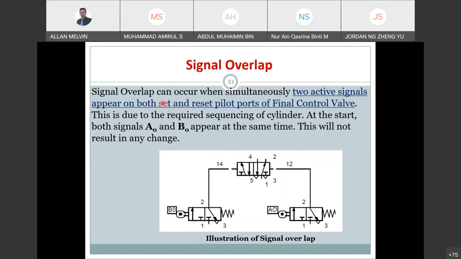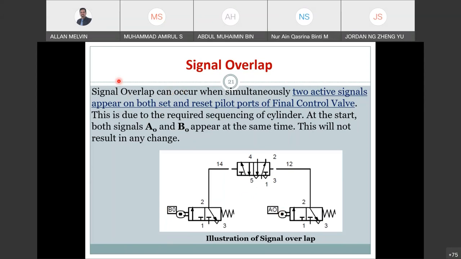Usually we put here the actuated and unactuated port, the pilot port. Pilot port means port 14 and 12. Okay. So this is due to the required sequencing of the cylinder. So sometimes it can happen like this, like in your lab 1. You will be wondering why the cylinder is not following the instruction. It's because of the signal overlap.